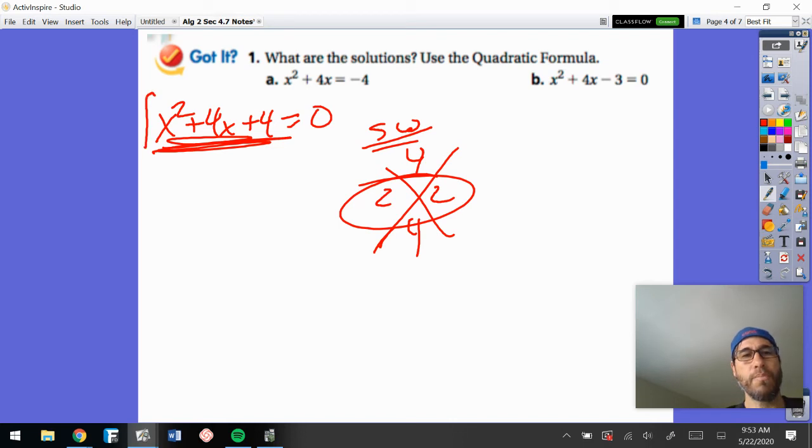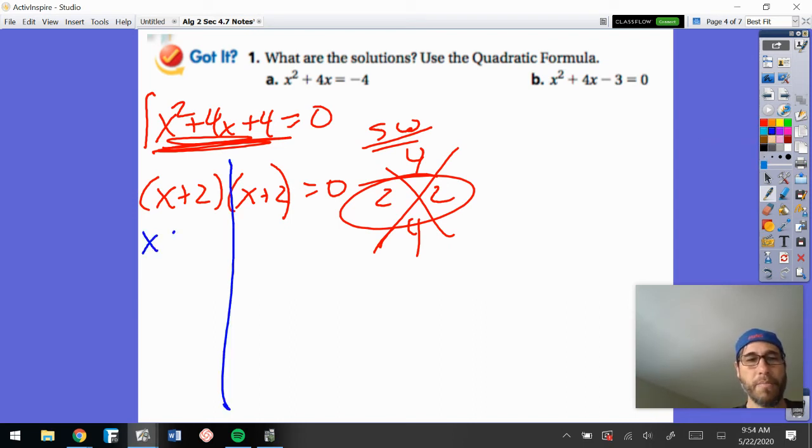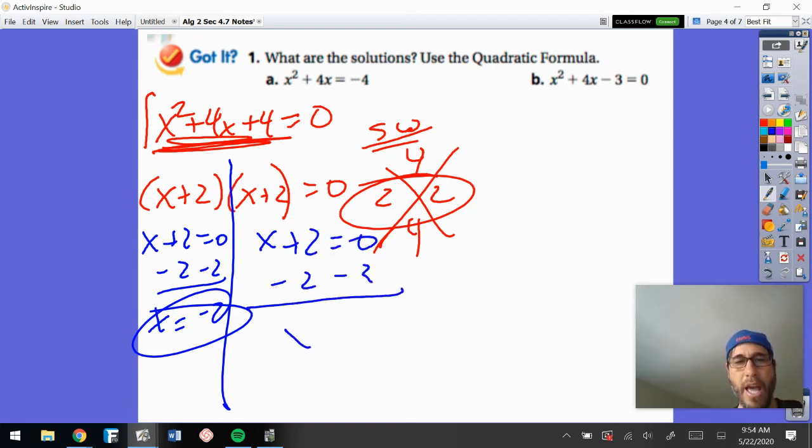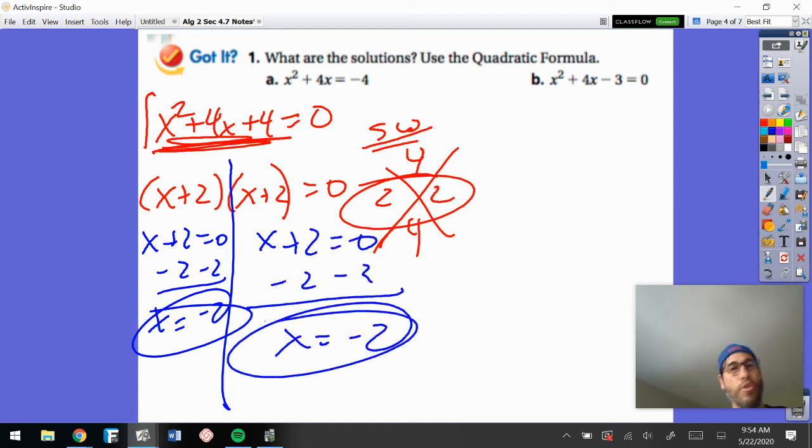Can I do this the super duper fast way? For sure I can. So I go x, and I go x, and I still go equals 0, but then that's a plus 2 and a plus 2. Going back, x plus 2 equals 0, minus 2 minus 2, I get x equals negative 2. Isn't that the answer we got from the quadratic formula? For sure it was. Oh my gosh, I got two answers, but they're actually the same answer, so there's really only one answer. I got that same answer using the quadratic formula.